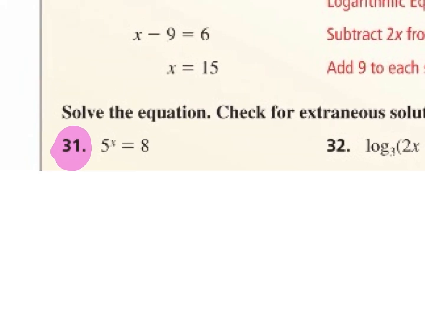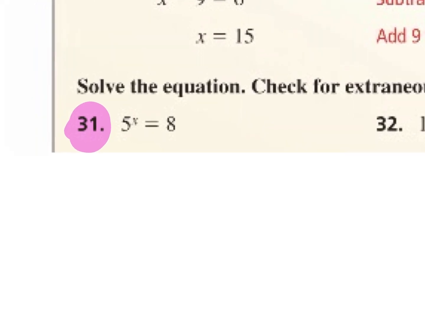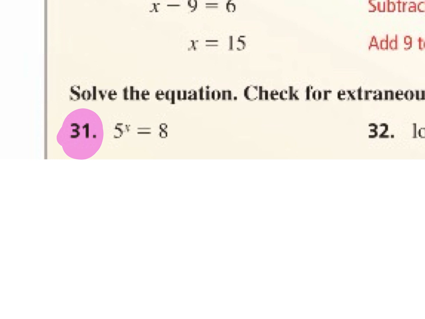So what we have to do is look at something like 31. What kind of a problem am I starting off with? Exponential or logarithmic? Exponential. What's the opposite of exponential? Log. Look at your calculators. What's on the exponential button? Log. What's on the log button? Exponential. So you know at some point you're going to have to take the log. There's nothing to do here. You can't divide by anything. You can't add or subtract. You just have to take the log.